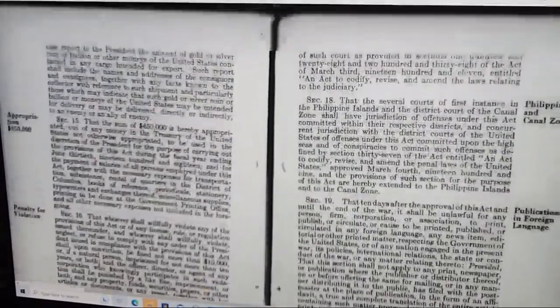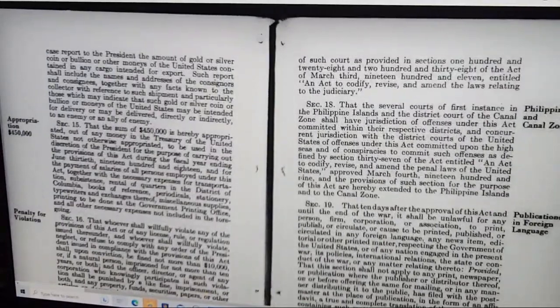The collector of customs shall, during the present war, in each case report to the President the amount of gold or silver coin or bullion or other money of the United States contained in any cargo intended for export. Such report shall include the names and addresses of the consignor and consignees, together with any facts known to the collector with reference to such shipment, and particularly those which may indicate that such gold or silver coin or bullion or moneys of the United States may be intended for delivery or may be delivered directly or indirectly to an enemy or ally of an enemy.